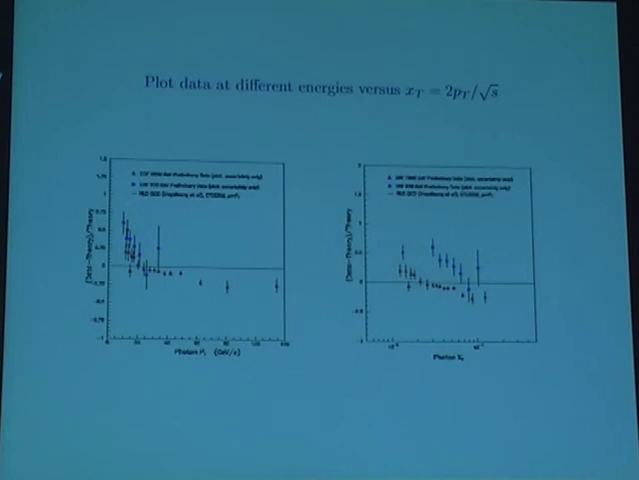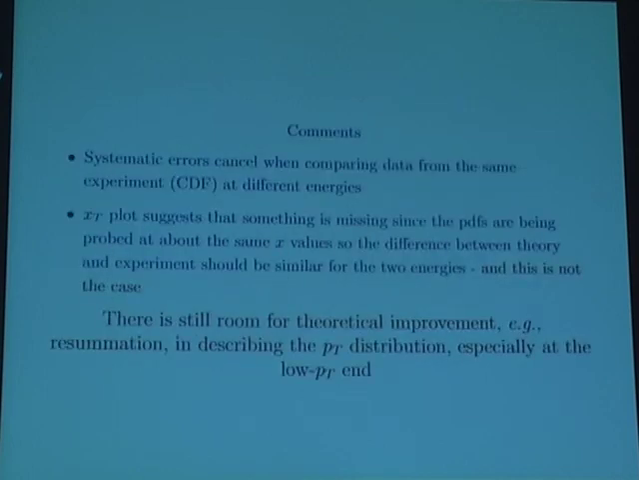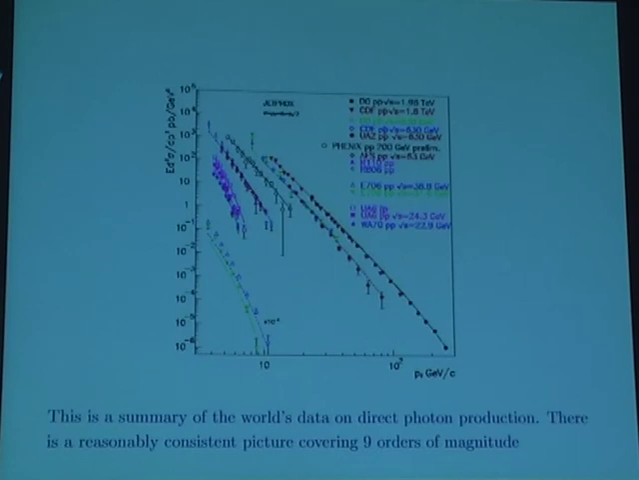Now, in the Owens et al. review, they said the errors are large, it doesn't matter, the theory is doing well enough. But if you really dig into it, maybe it's not quite well enough, and there's a little bit more work that has to be done. So I would simply say there's still room for theoretical improvement, for example resummation in describing the PT distribution. We haven't got it all right yet. This is a nice plot, nevertheless. It is from the review paper that the Washington group did. It does show there's very nice agreement, for the most part, in direct photon production, covering 9 orders of magnitude.